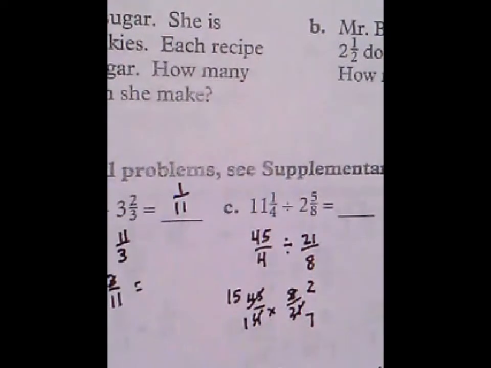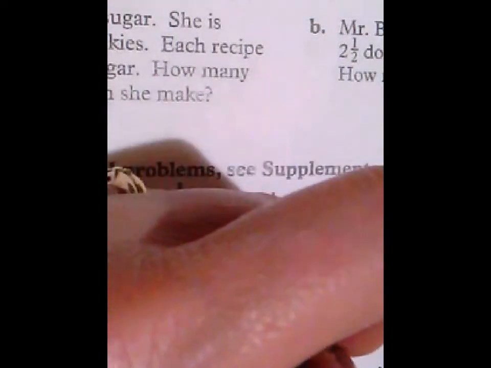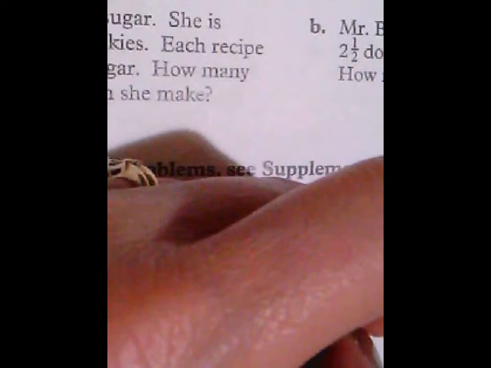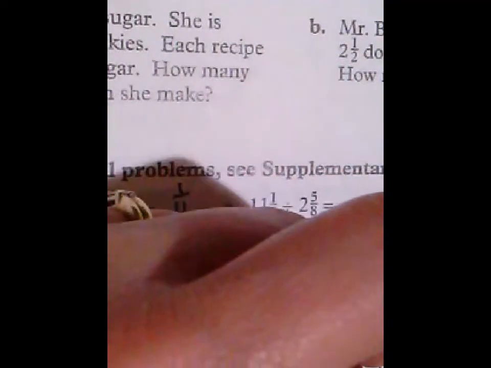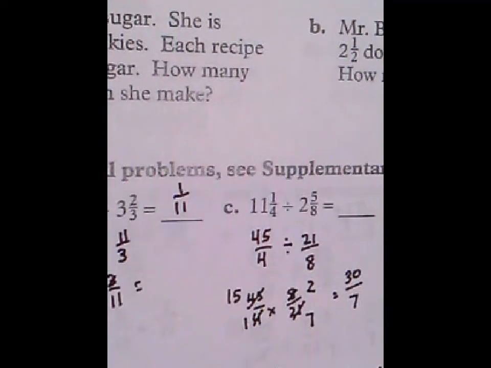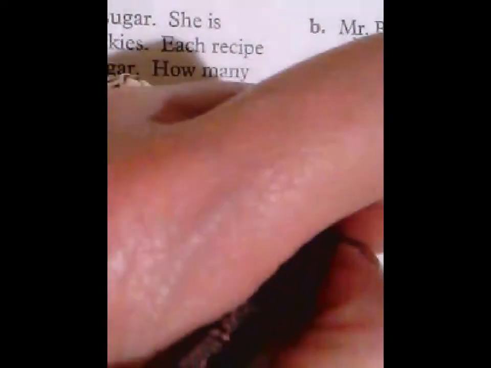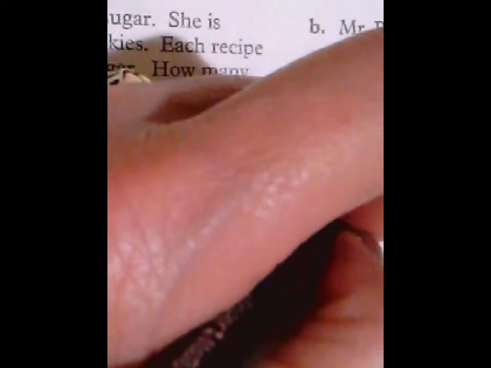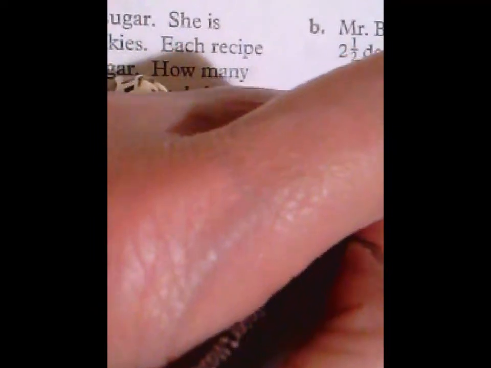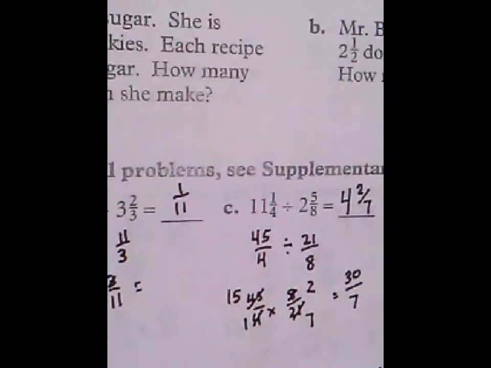Okay, so now we'll multiply straight across. 15 times 2 is 30, and 1 times 7 is 7. Oh, this is an improper fraction. So improper, we divide. 7 will go into 30 4 times. That's 28, so there's 2 left over. So 4 and 2/7.